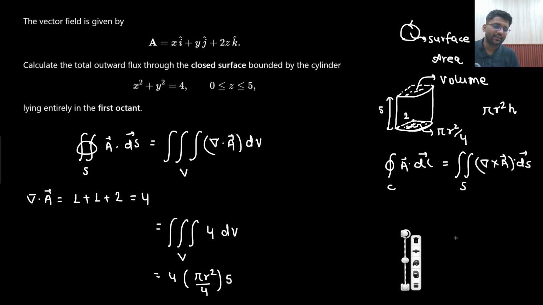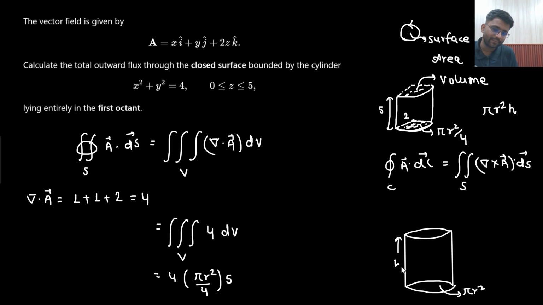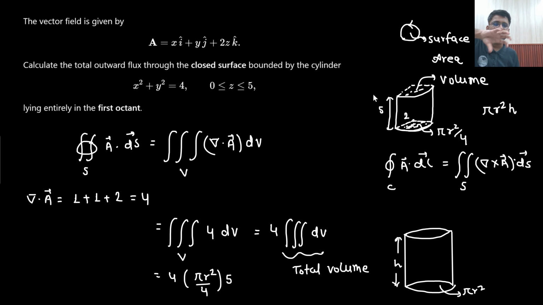For this cylinder, the area of the base was pi r square, and the height was h. What is this representing? This is representing the total volume. So I am supposed to find out the total volume. But this time I do not have a full cylinder. It is the cylinder in the first octant only.